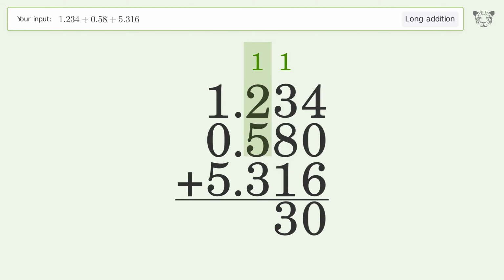1 plus 2 plus 5 plus 3 equals 11. Carry 1 to the ones place. 1 plus 1 plus 0 plus 5 equals 7. And so the final result is 7.13.